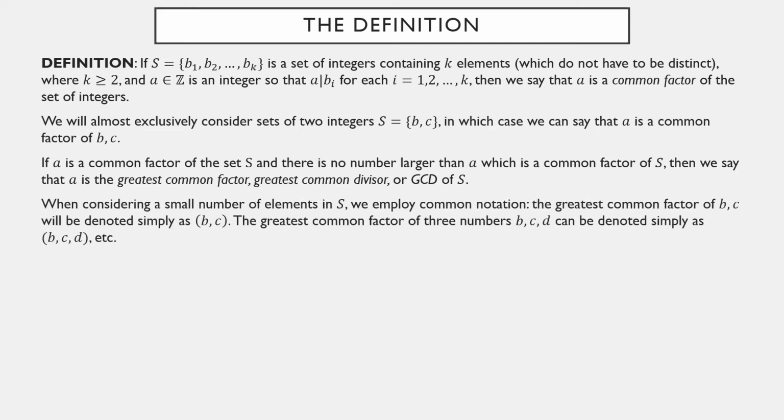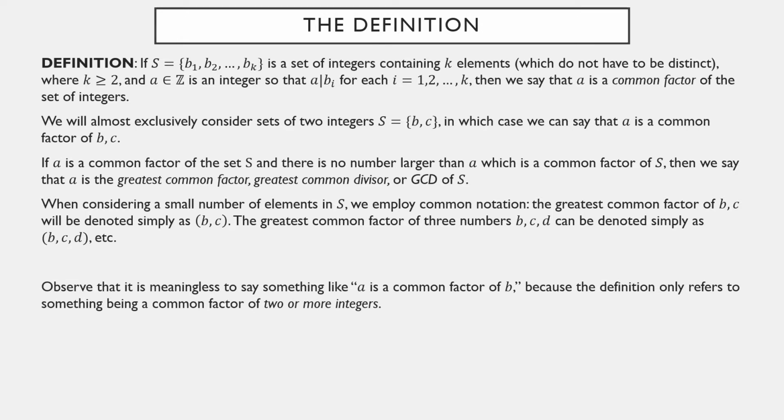So if we have a small number of elements in the set, there's pretty common notation. The greatest common divisor of 2 numbers is just notated as the 2 numbers in a parenthesis. Now, I'll admit this is somewhat an abuse of notation since this looks like the ordered pair b comma c, but in the context of elementary number theory, this is used all the time. It's the greatest common divisor of 2 numbers, or 3, this list b, c, d here. Beyond that, it doesn't really come up very much, and as I've mentioned, we're almost always going to be talking about the greatest common divisor or greatest common factor of 2 numbers, but we will be employing this parenthetical notation.